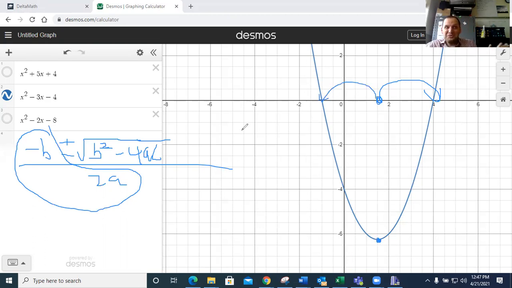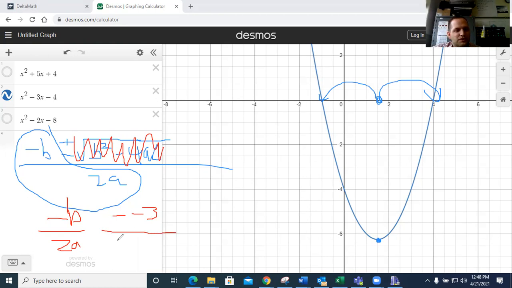In this case, I really don't care about the two roots. So what I'm actually going to do is get rid of that whole square root piece and just do negative b over 2a. That's going to tell me right where the middle is. That's all that I care about. So negative b is negative negative 3, over 2 times a. A is 1, so 2 times 1. Negative negative 3 is positive 3, and 3 over 2 gives me 1.5.